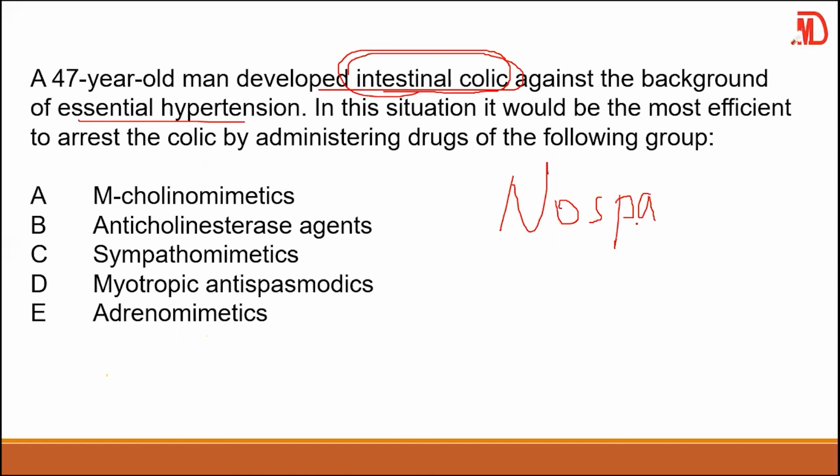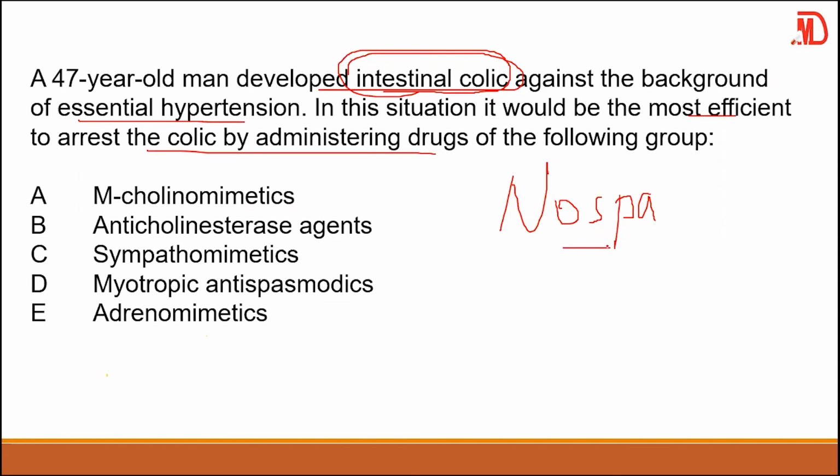And NOSPA is simply an anti-spasmodic. Anti-spasmodic means against spasm. It's when there's spasm that there's pain. So anti-spasmodics will prevent what? The stomach pains. So in this situation, it will be most efficient to arrest the colic by administering, of course, what?